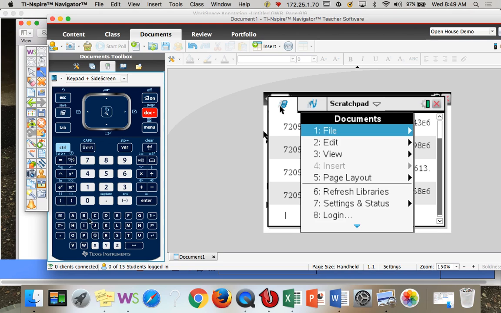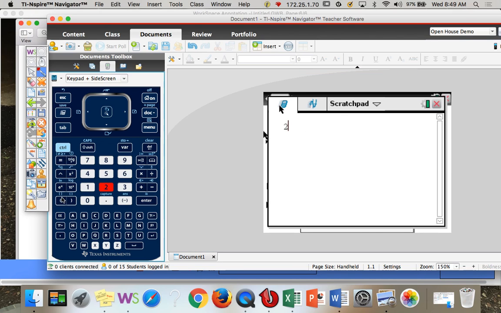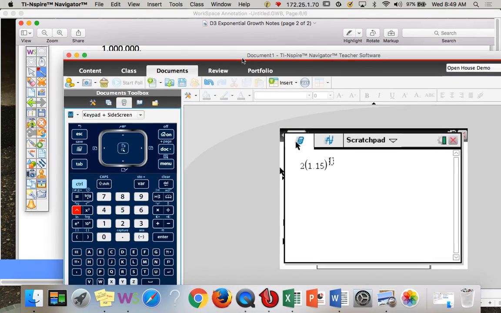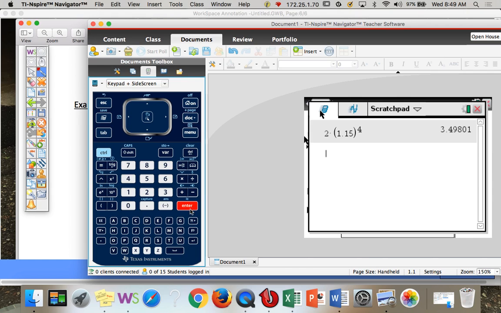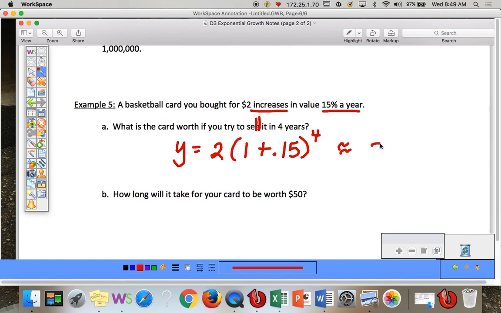For 4 years, you can type that in. Let's clear this again. 2 parentheses 1.15, and you're trying to sell it in how many years? 4 years. So you could sell it for about $3.50. How long will it take for your card to be worth $50? So you're looking for when this equals 50.